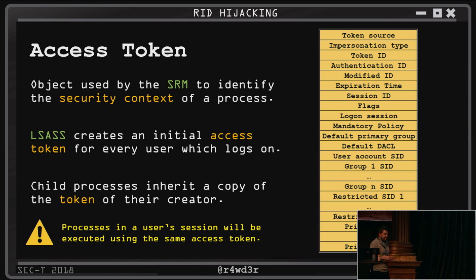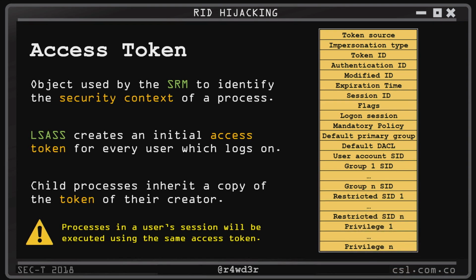So it is done by using an access token. The access token is used to define the security context of a process. This object is created, as I've told you, by the security reference monitor for every user session. Meaning that every child process will inherit a copy of the creator's one. Every process within a user session will be executed with the same access token.